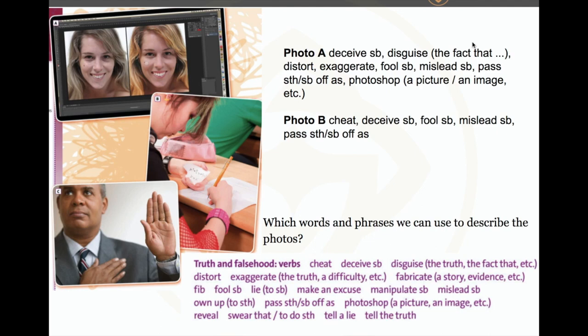Okay. Now you can do the same again. Stop the video and write the phrases and words that describe the photo C. And now I am going to give the correct list. Actually, this is just a possible answer. For photo C, we can use the phrasal verb own up to something, reveal, swear that, or to do something, tell the truth, and etc.